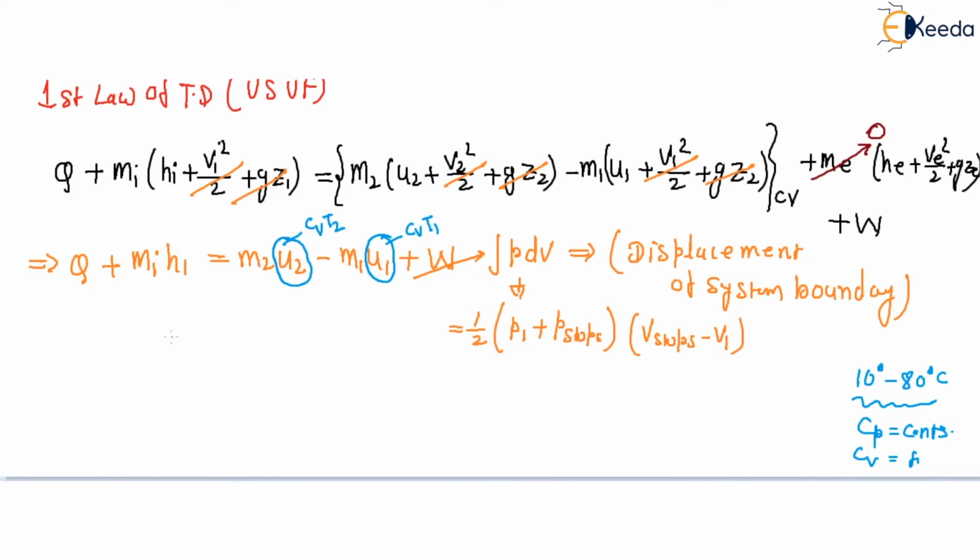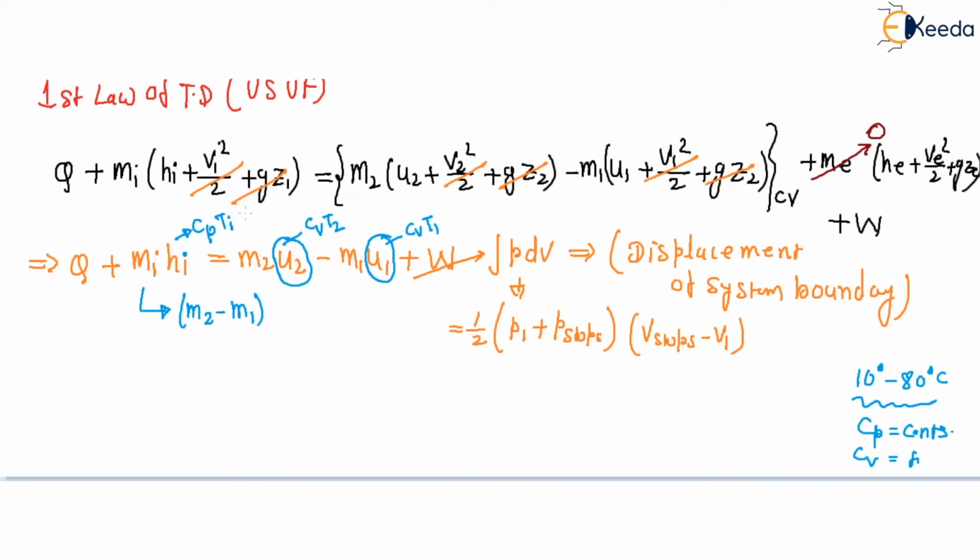So from this, and what is Mi? Conservation of mass: Mi is the final mass minus the initial mass of the system, right? And this is Hi. What is Hi? Hi is Cp Ti. Why? Because Ti is given, 50. Okay, so this is Cp Ti.